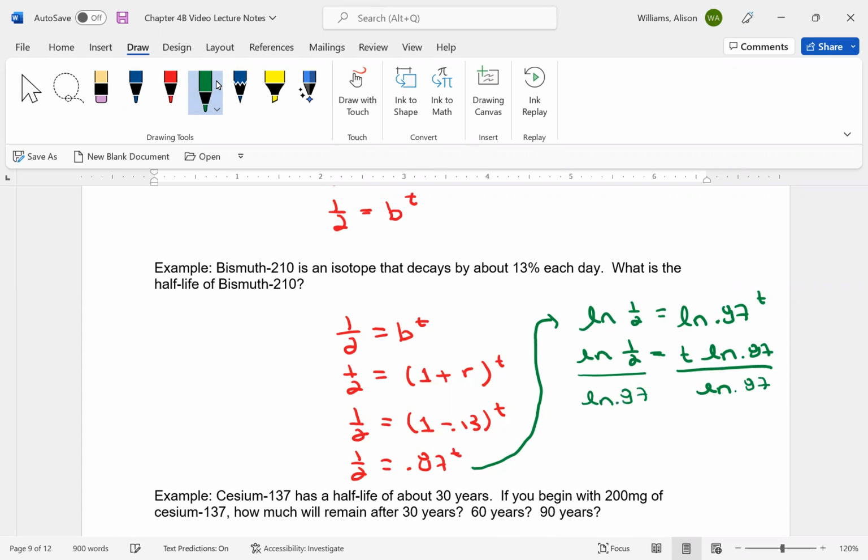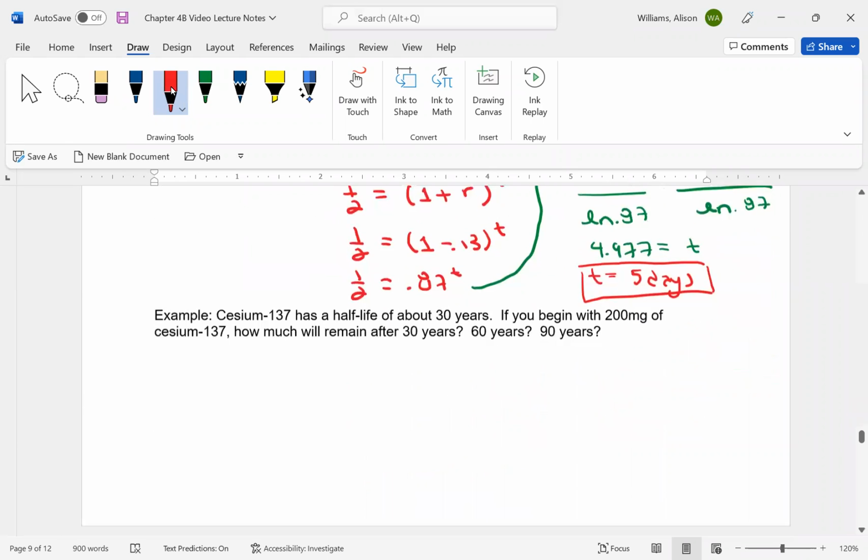And you grab your calculator and take the natural log of 1/2 divided by the natural log of 0.87, and I get 4.977. If I'm just answering the question, I could say that it takes 5 days. That's the half-life, about 5 days. Or if they want a more accurate decimal, 4.977 days.